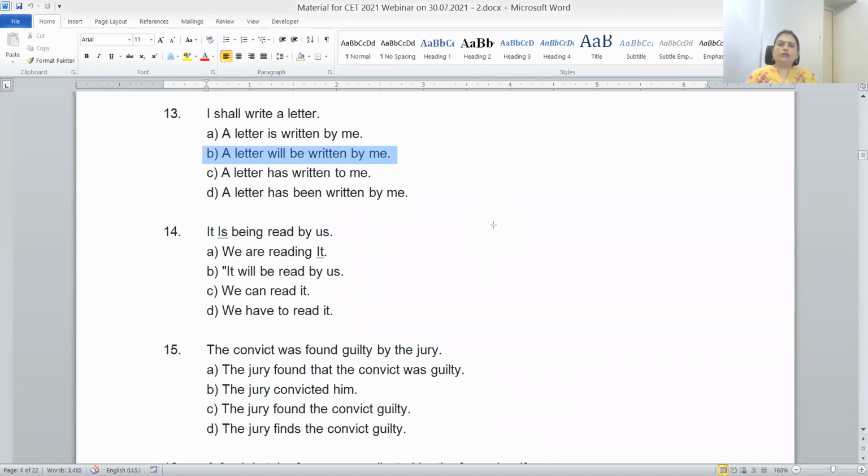Number 14. It is being read by us. Children, check the tense, and accordingly you will choose the correct option. It is being read by us. So, children, isn't it in the present progressive or present continuous tense? So, answer is we are reading it. Option A. We are reading it.